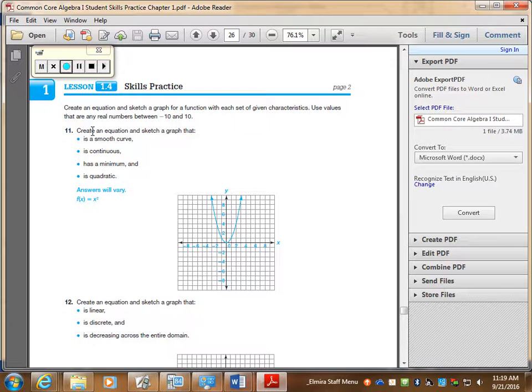So this says create an equation and sketch the graph that is a smooth curve. So let's see, right now I'm thinking exponential or quadratic. Is continuous, okay, I'll connect the dots when I plot them. Has a minimum, okay, exponentials don't have a minimum, so that means it's quadratic. Okay, so answers will vary. You could have written x squared plus 5. You could have written 2x squared. There's a lot of variation you could have put here.